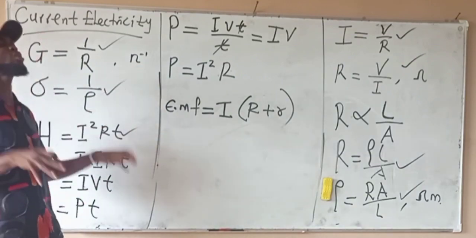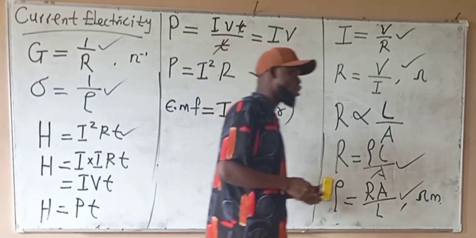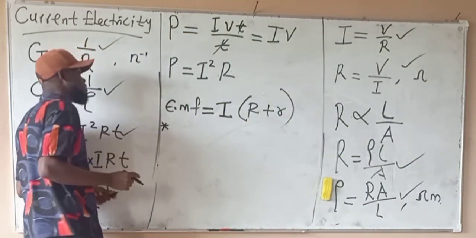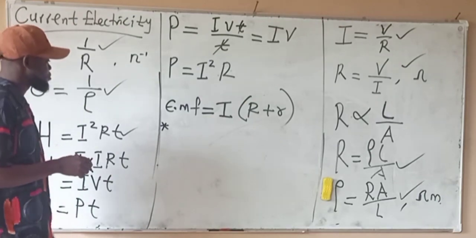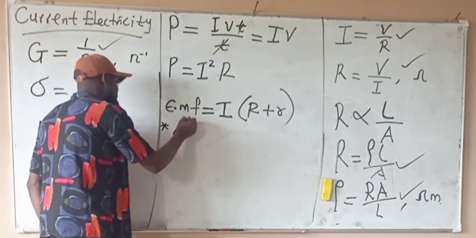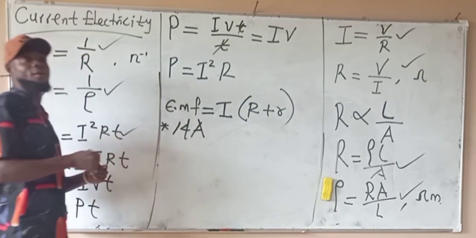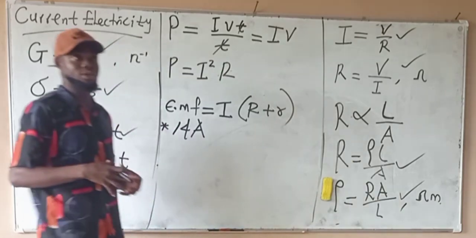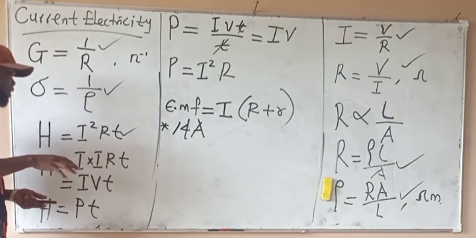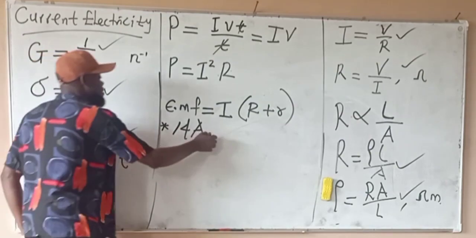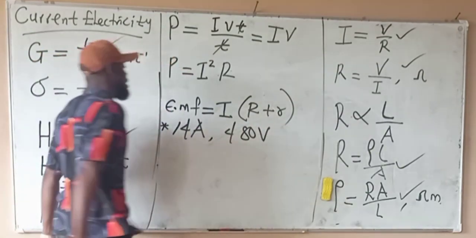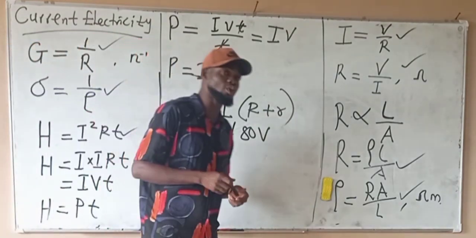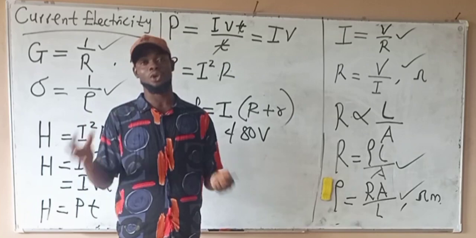Examples. What examples? An old electrical gadget draws 14 ampere from an overhead line at 480 volts. What power does it draw?